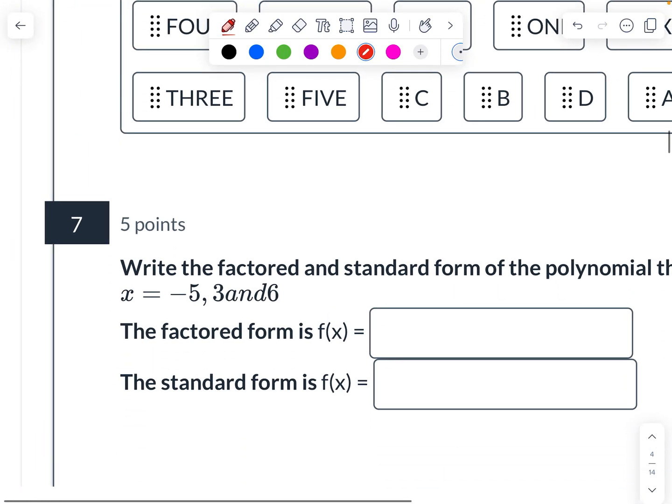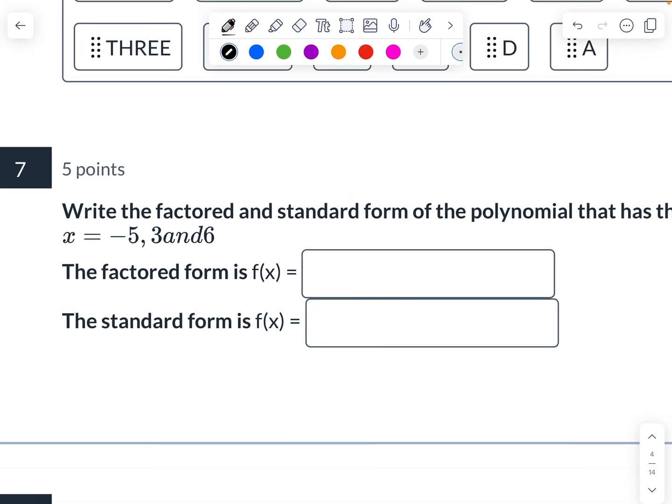So if we go to this problem right here, and I tell you I have an answer of negative 5, you are going to tell me that the only way I could have an answer of negative 5 is if I had a factor of x plus 5. And then you would say, if you know the answer is 3, then you knew you had to have a factor of x minus 3. And if you had an answer of 6, then you would know that you would need x minus 6 as a factor.